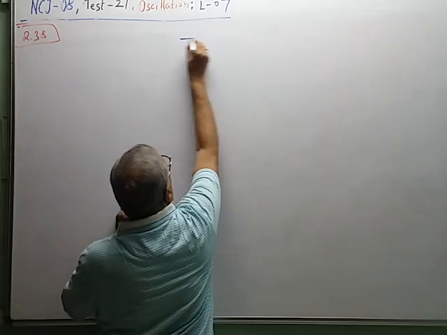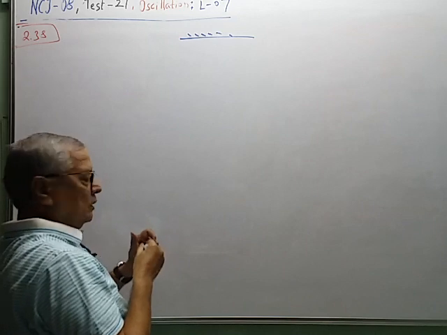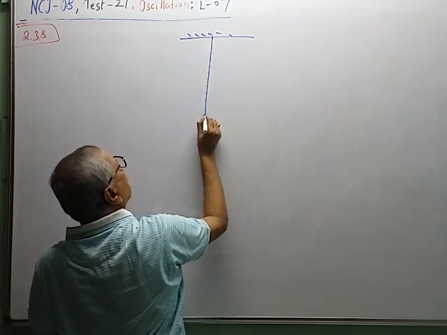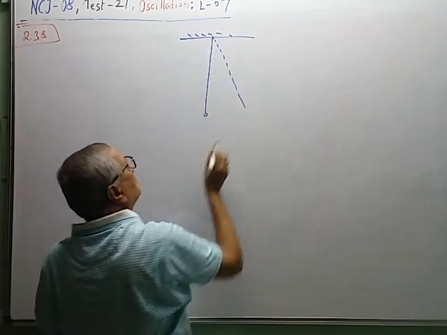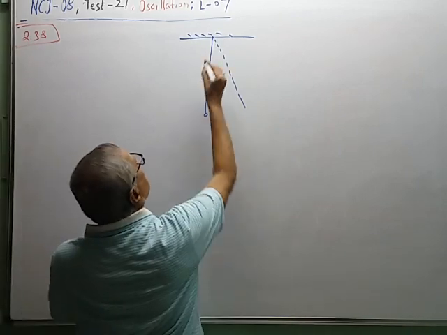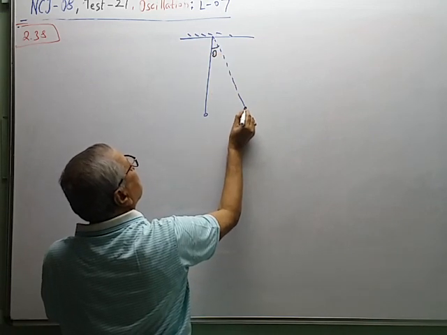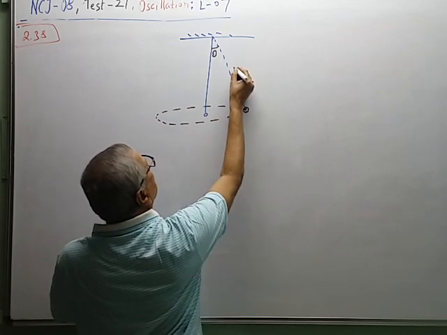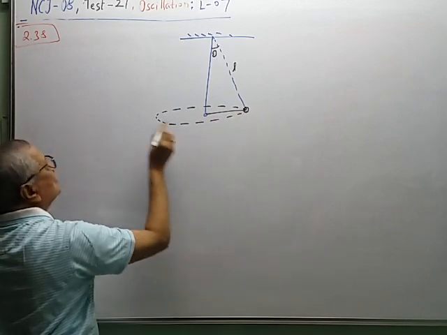This is a rigid support from which a heavy sphere is suspended. Now it is taken sideways like this, and it is revolved. It is taken sideways by angle theta, and then it is revolved in a horizontal circle. So this length is L. So this is a conical pendulum.